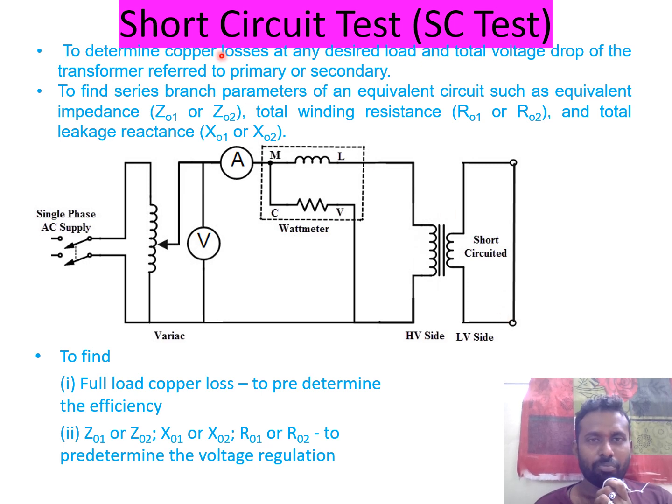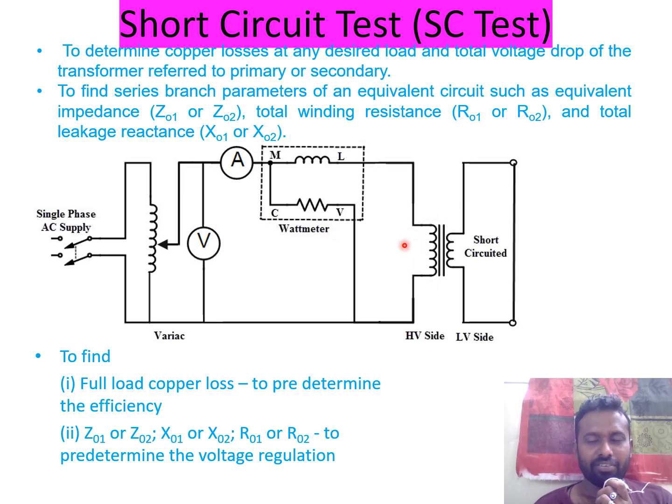To determine copper losses at any desired load and total voltage drop of the transformer referred to primary or secondary, this short circuit test is conducted. To find series branch parameters of the equivalent circuit such as Z01, Z02, R01, R02, X01, X02, we'll use this short circuit test. So to find copper losses, to predetermine the efficiency, and to predetermine the voltage regulation, we'll use this short circuit test.